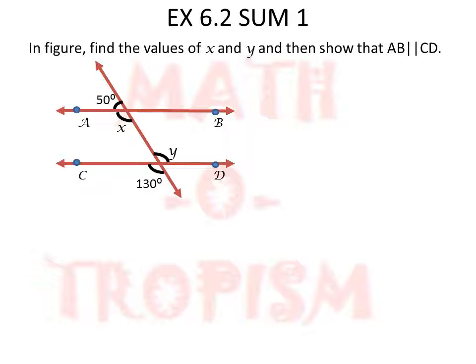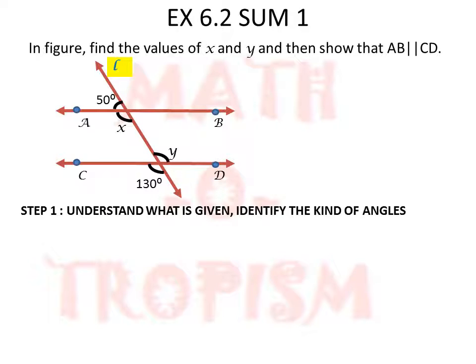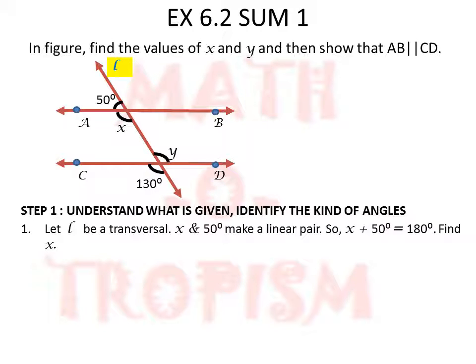So first let me take the line which is cutting the two pair of lines as L, and now we are going to identify and understand what is given and what we need to find. Since L is the transversal, we can see on that line x and the 50 degree make a linear pair. That means x plus 50 will be equal to 180 degree. So from that we can find x.